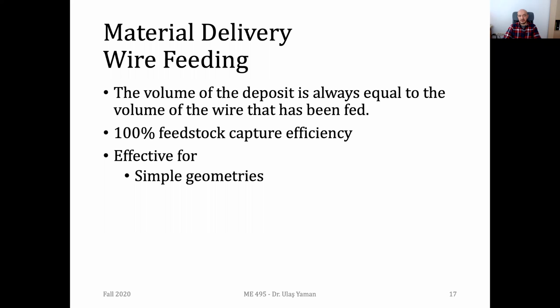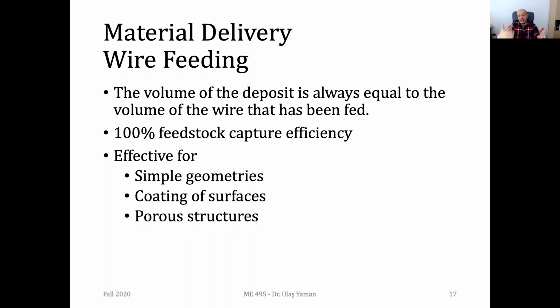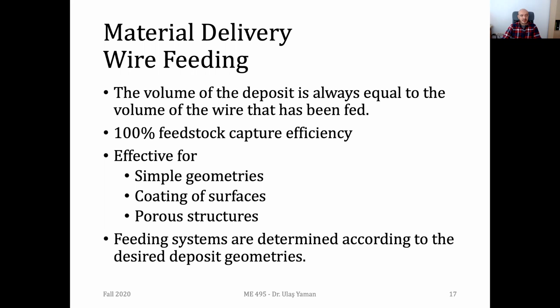And it's especially useful for simple geometries or having some thin walls. This is where we can use wire feeding, or you may have some coating of different surfaces, but obviously not easy. And you may actually produce some lattice structures with the help of it. The resulting product might have some high porosity. So you determine the type of feeding system you are going to use according to the application, according to the part you want to manufacture. So in one case, wire feeding might be much better, but in other cases, powder feeding systems may do better.